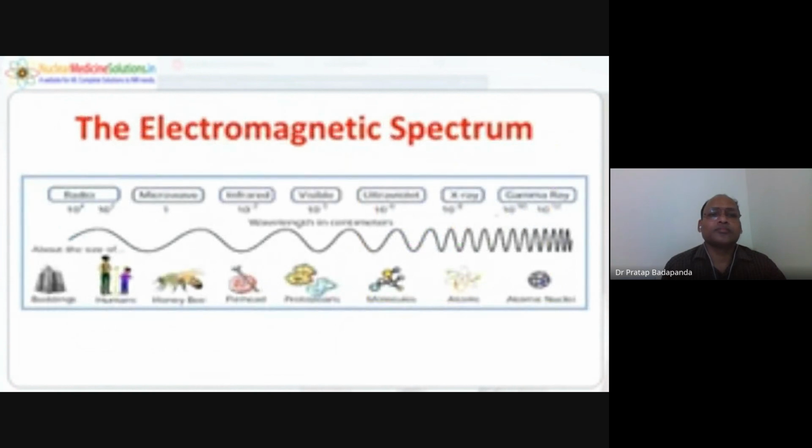This is a very important pictorial graph which tells about radio waves, microwaves, infrared, visible, ultraviolet, X-rays and gamma rays. If you see this picture, we can find that the wavelength decreases from radio to gamma, and as the wavelength decreases, the frequency increases because wavelength and frequency are inversely proportional. It shows below a building which talks about radio, and an atomic nucleus which talks about gamma rays. This is called the electromagnetic spectrum.